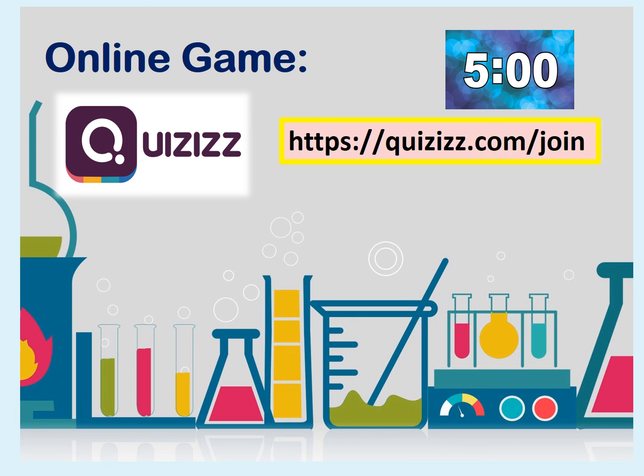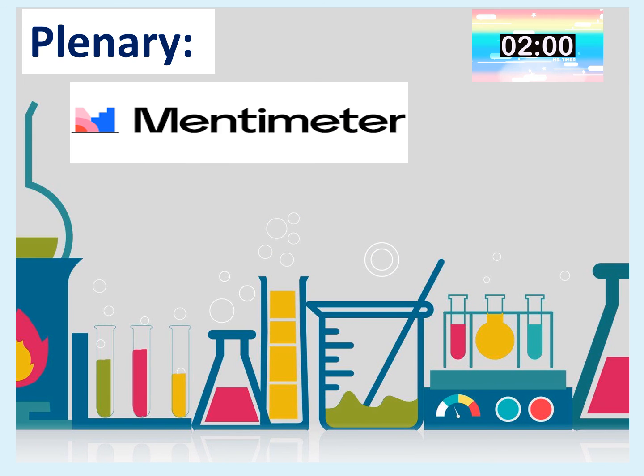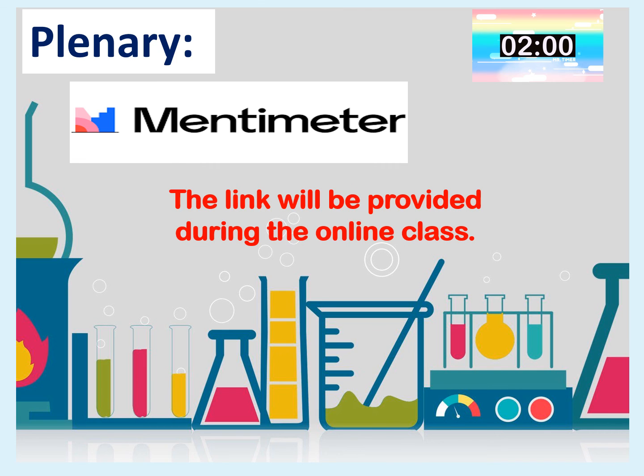For your assessment, you will do quizzes. We will have an online game, and this will be the link on how you're going to join the online game. The game code will be provided during the online class, and the time limit for this activity is only 5 minutes. For the plenary of what you have learned today, you will do Mentimeter. The link will be provided during the online class, and the time limit is only 2 minutes.